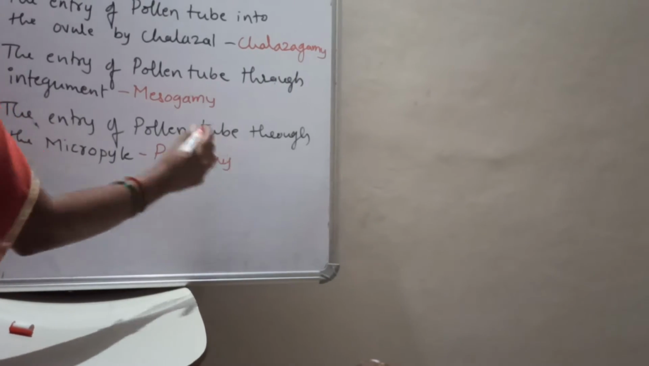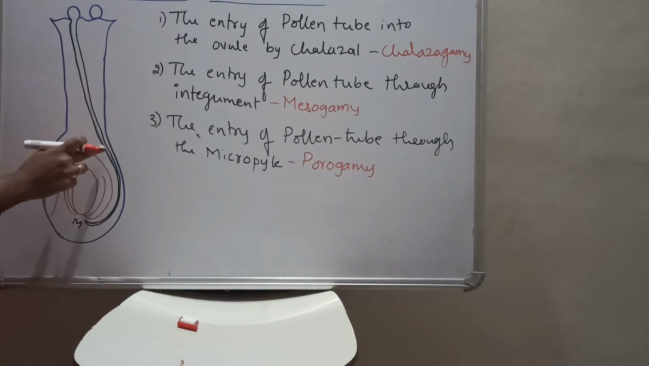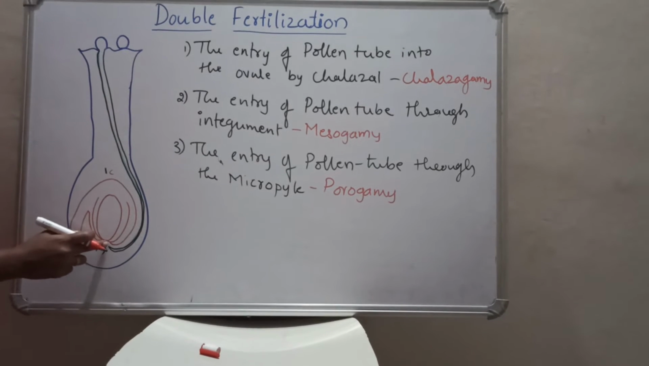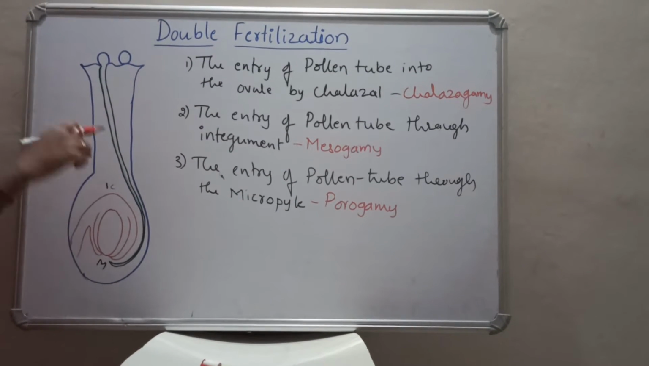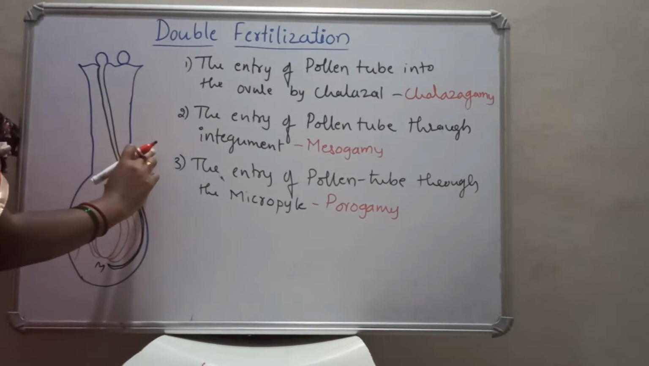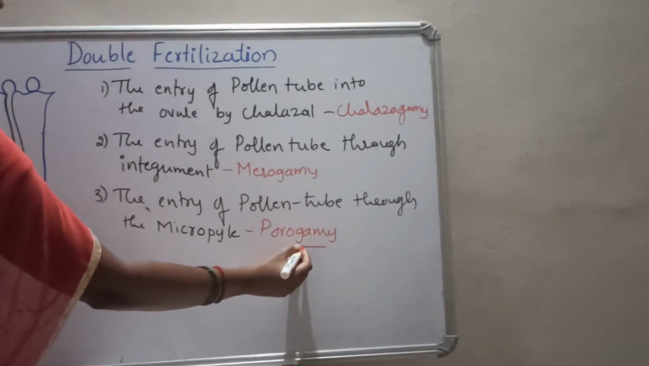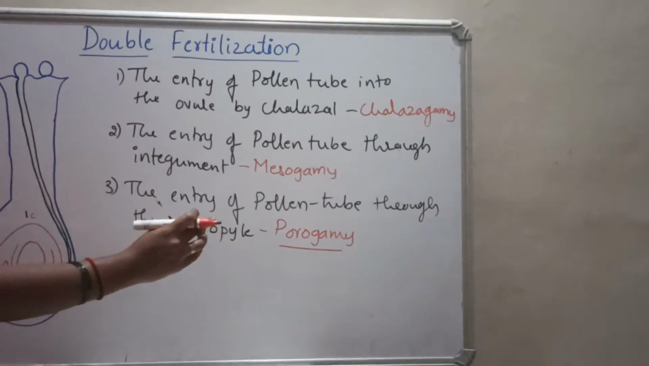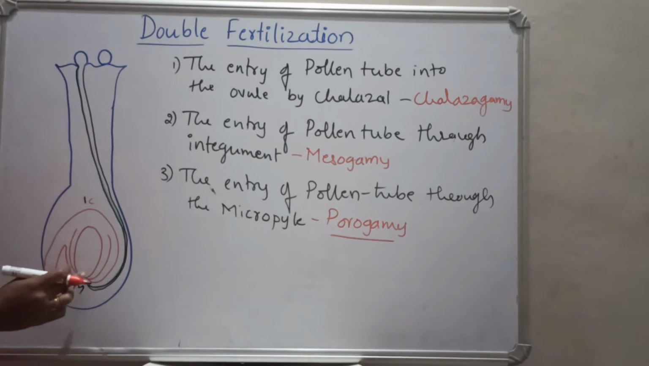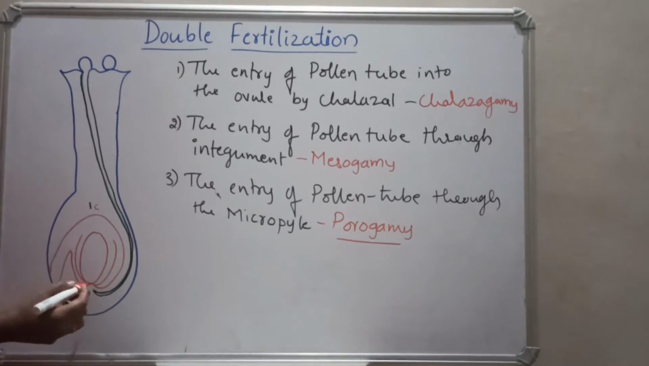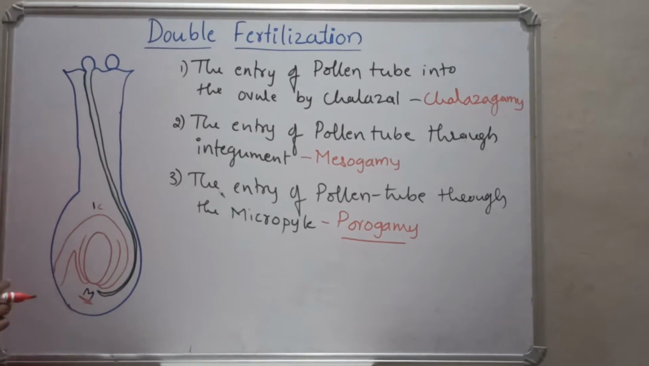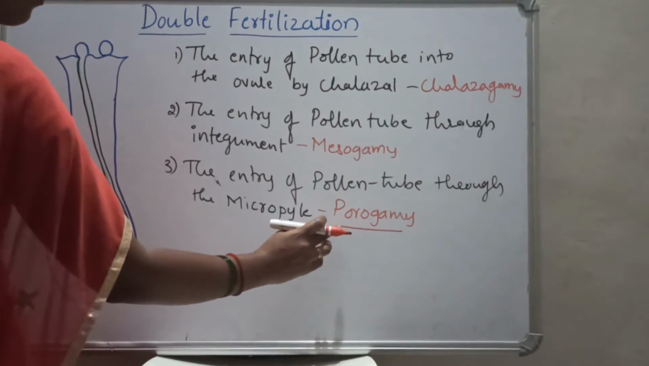These are the three possibilities of the pollen tube entering the ovule. Almost all angiosperms follow porogamy. It means the pollen tube enters into the ovule through the micropylar region. This is the more common possibility.